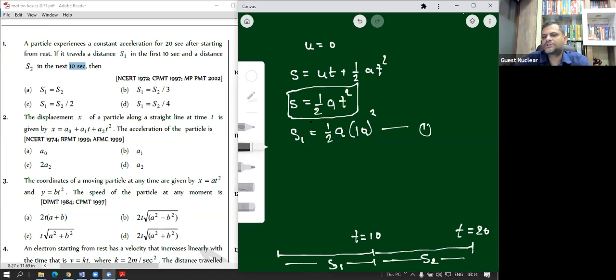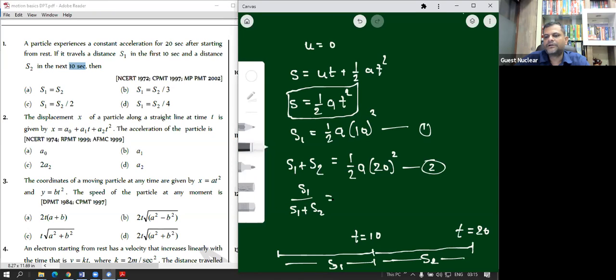It is s1 plus s2, which has to be replaced here for s. Hence we get the equation s1 plus s2 is equal to half of a into t square, where t is actually 20, not 10, because we have to measure from the start. So 20 and its square. Alternatively, let us take the ratio of these two equations, equation number 1 and 2. Then half a cancels out, simple.